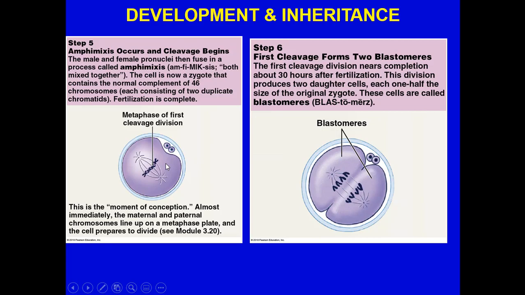Now let's look here. First cleavage forms two blastomeres. As you begin having what we would call anaphase, the pulling apart of the chromosomes toward each of the spindle fiber centromeres here. You haven't even formed a nuclear envelope yet, but you've already started doing the separation. You can see the pinching in here, okay?